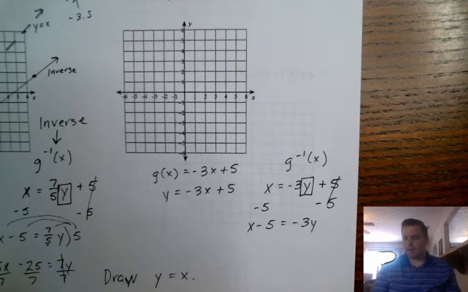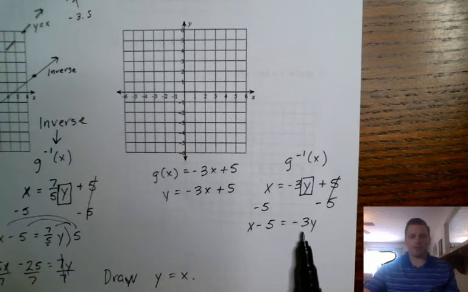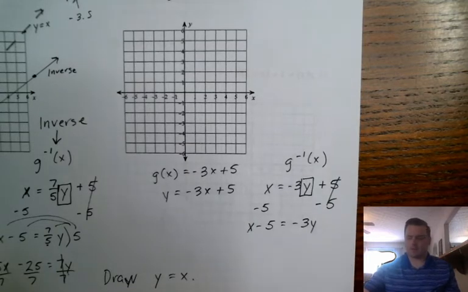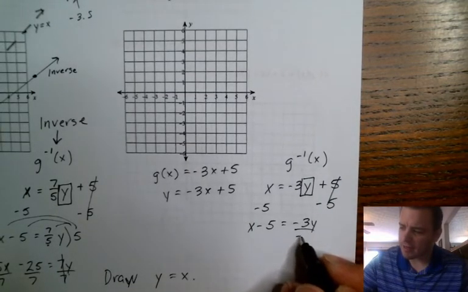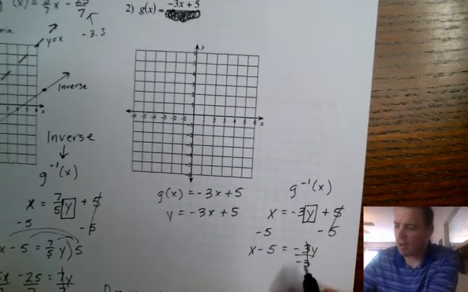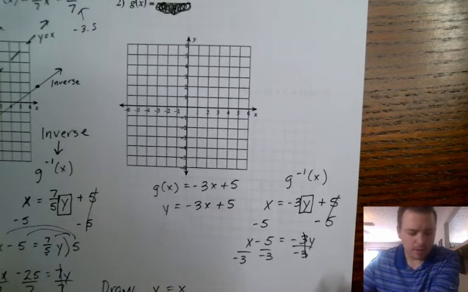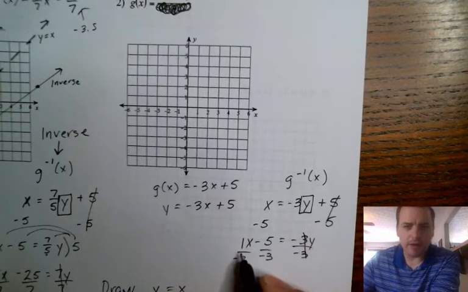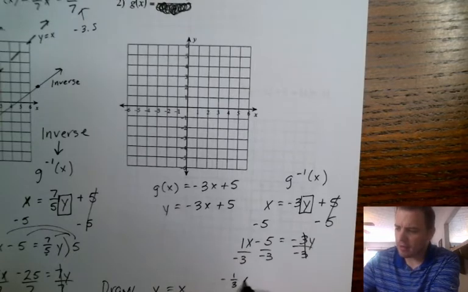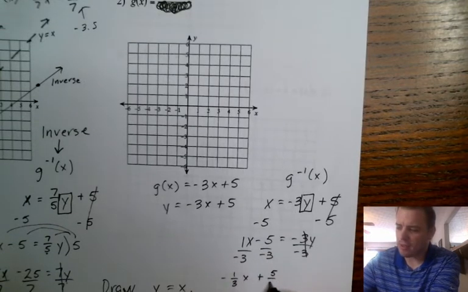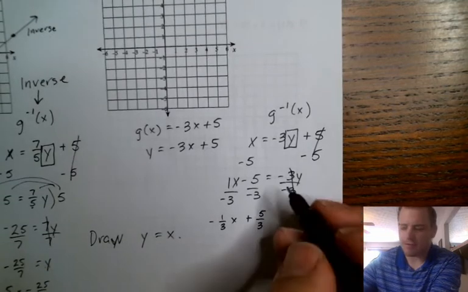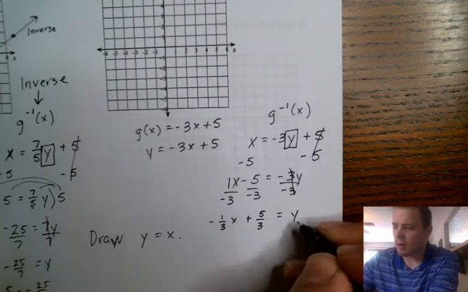All right. So from this right here, after I subtract 5 from both sides, then I want to divide by -3. Divide everything by -3 in order to isolate that y. Divide that by -3, divide that by -3. So I got here -1/3 x. And then -5 divided by -3 would be +5/3. That's a decimal, so we just keep it as a 5/3. And that's equal to y.